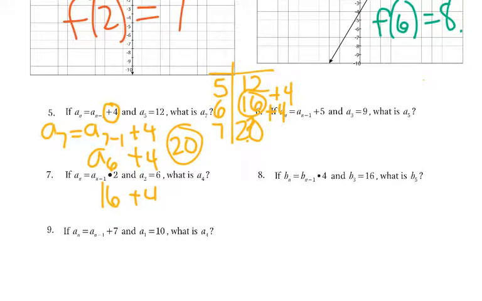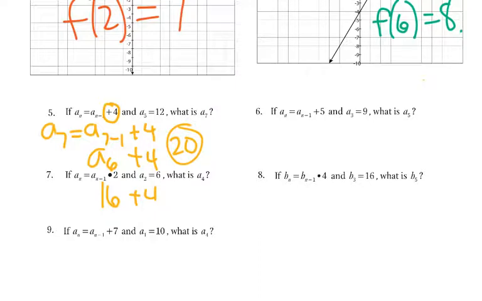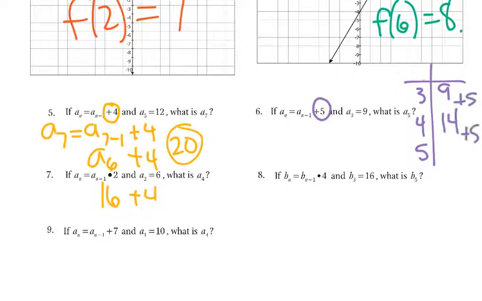Alright, so number 6. So to me, the easiest way is to create a table. So I've got a sub 3. I'm trying to get to 5. So I need to know a sub 4. So a sub 3 is 9. What's my pattern of growth? We're adding 5. So this would be 14 plus 5 would give me 19. So a sub 5 equals 19.